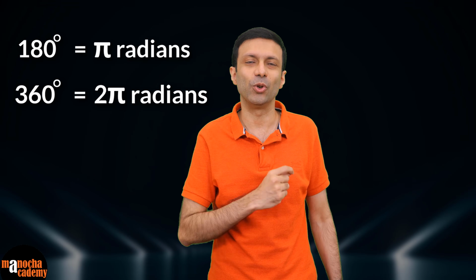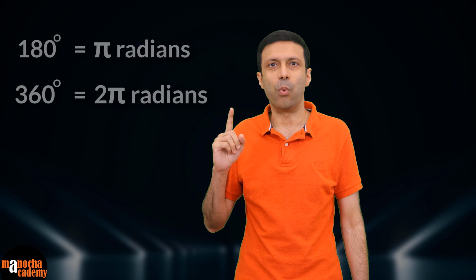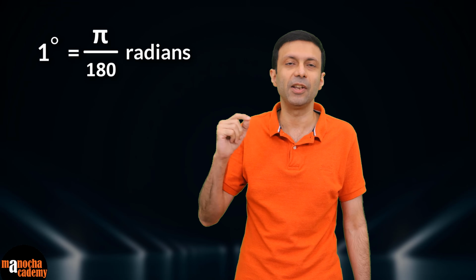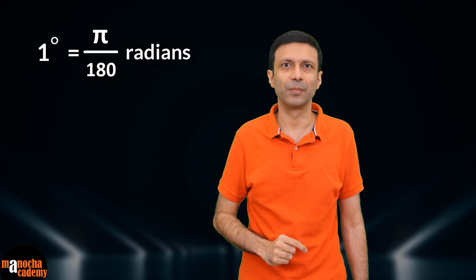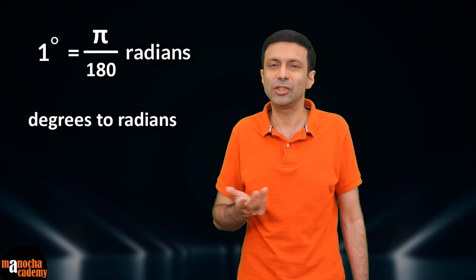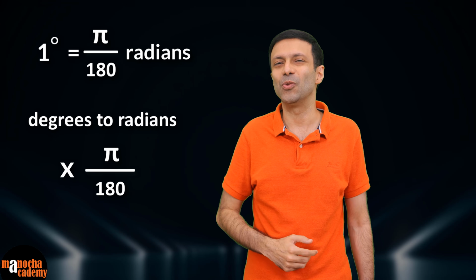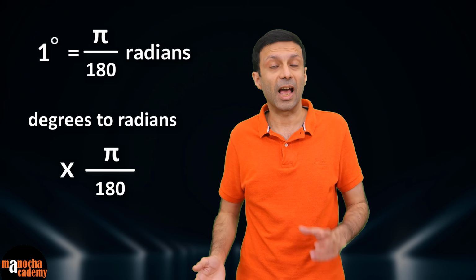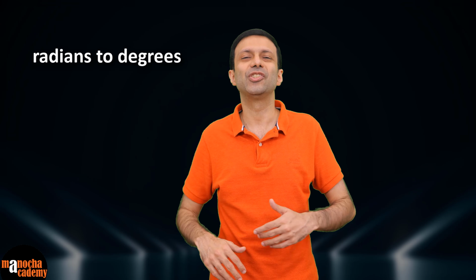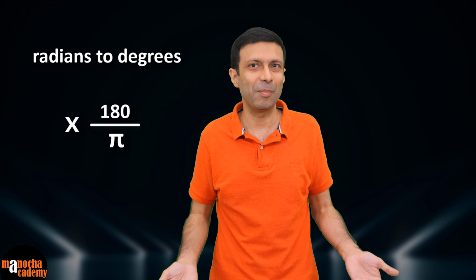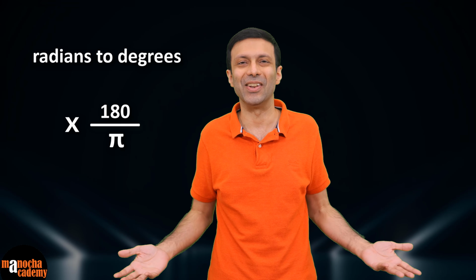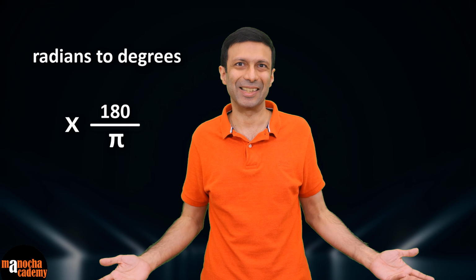And then if you apply the unitary method, you will get 1 degree equals pi divided by 180 radians. So if you want to convert from degrees to radians, just multiply by pi by 180 and you will get the answer in radians. And if you want to do the reverse, you want to convert from radians to degrees, just multiply by 180 by pi and you will get the answer in degrees. As simple as that.